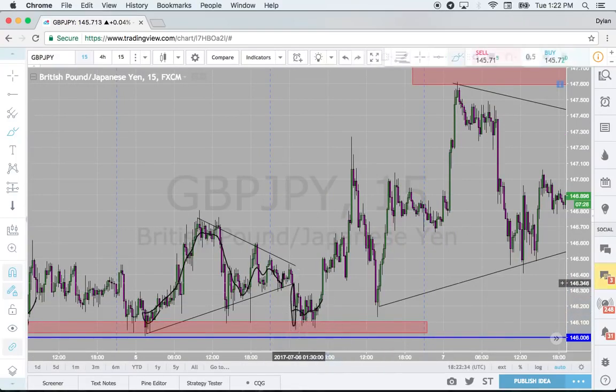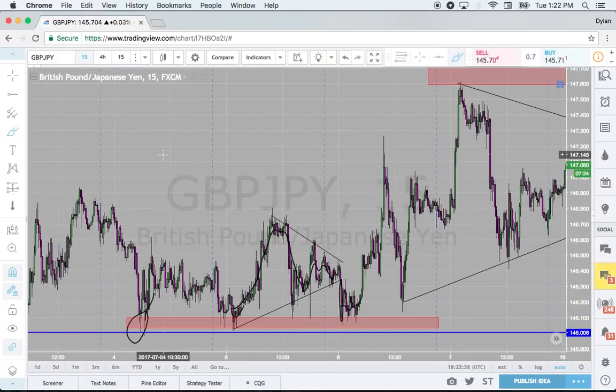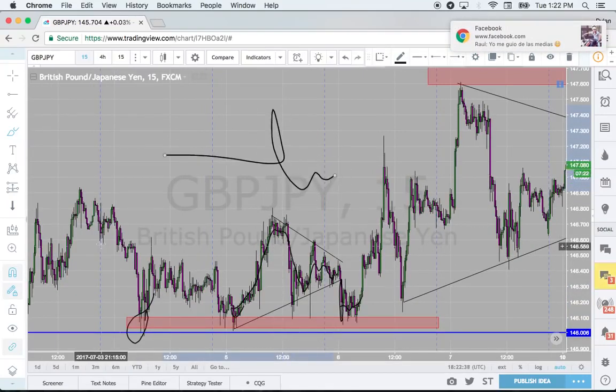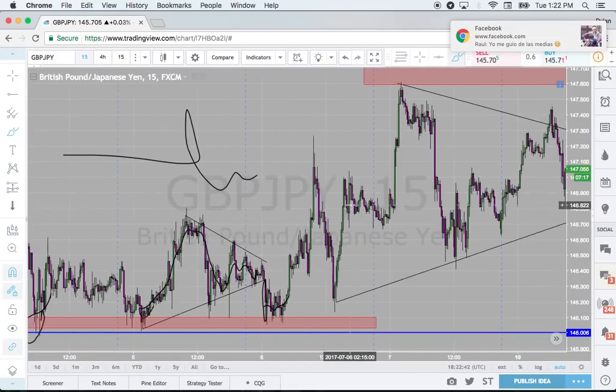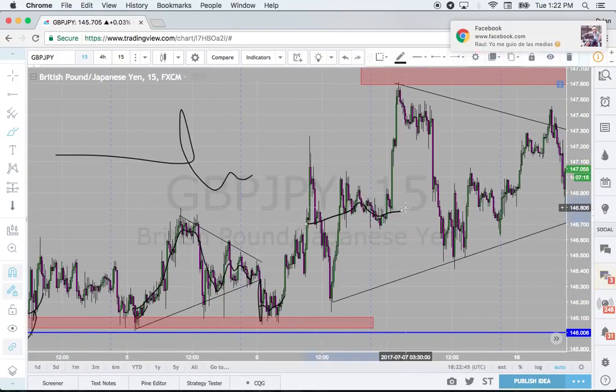Once again, I'm sorry for my trackpad. I don't know why this is doing this. It actually seems like it's, I'm not sure.